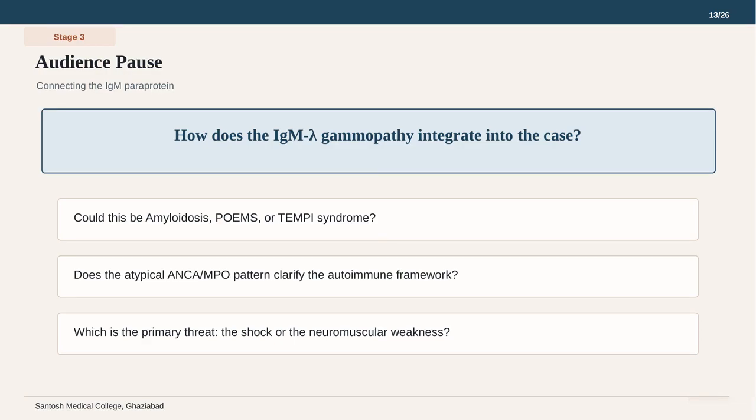Most importantly, which is the primary threat right now, the cardiogenic shock or the neuromuscular weakness? Both are life threatening, but they require very different management strategies. The presence of a monoclonal protein often acts as a red herring or a vital clue, and distinguishing between the two is the hallmark of advanced clinical reasoning. Let us see how our reasoning models prioritize these conflicting emergencies.